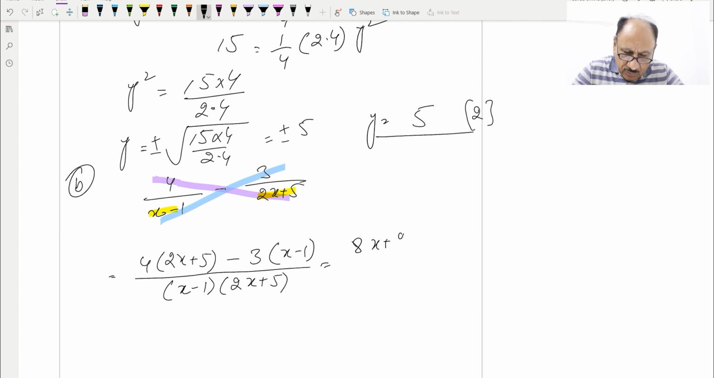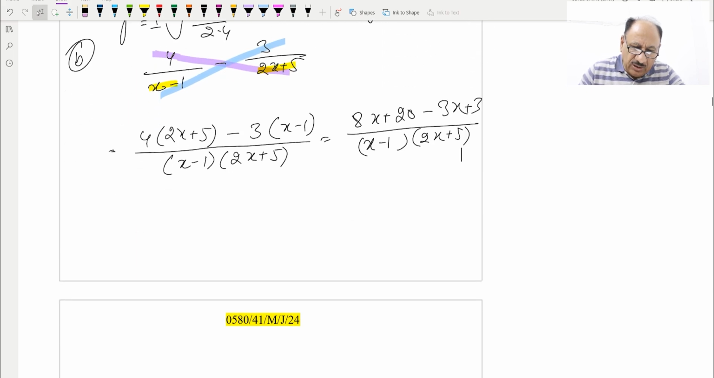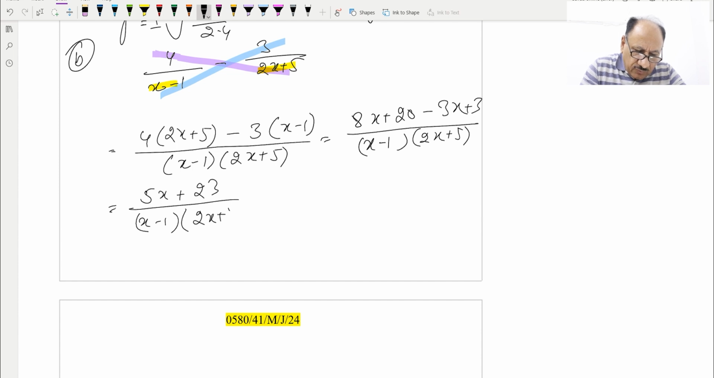So it will be 8x plus 20 minus 3x, and minus minus becomes plus 3, divided by x minus 1 into 2x plus 5. The denominator we just copy, no need to open the brackets, maybe there is cancellation ahead, so we keep it as it is. Next, 8x minus 3x will be 5x, and plus 20 and 3, so plus 23, divided by x minus 1 into 2x plus 5. No further simplification is possible, so this will be our final answer, and this is for 3 marks which we have done.